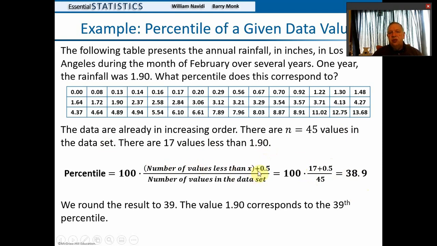So for the number of values less than x, I want to know the values less than 1.90. I go here, I count back, and that would be 17, add 0.5, divided by 45. This gives me the decimal number, multiply it times 100, and that gives me 38.9. Round it up, that'll be the 39th percentile. So 1.90 corresponds to the 39th percentile.